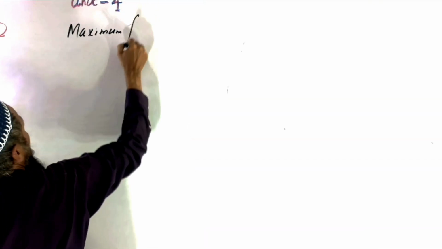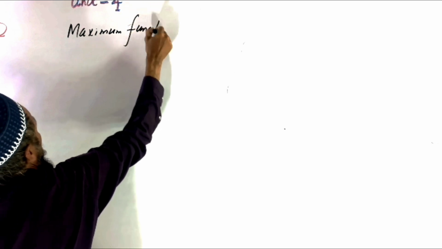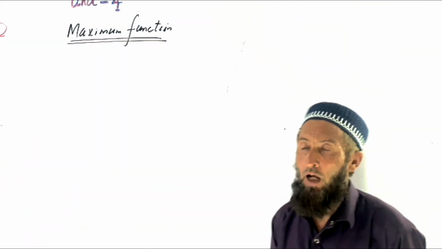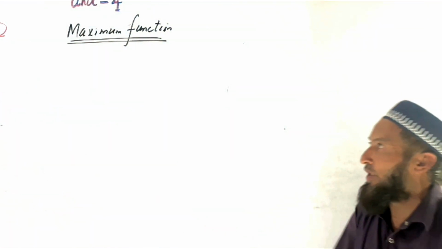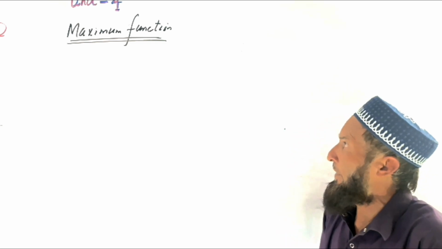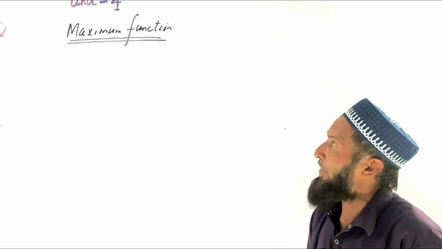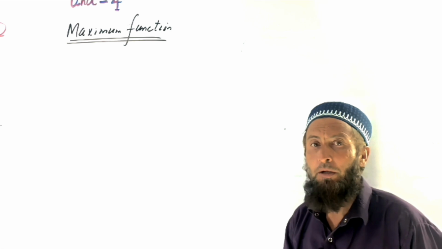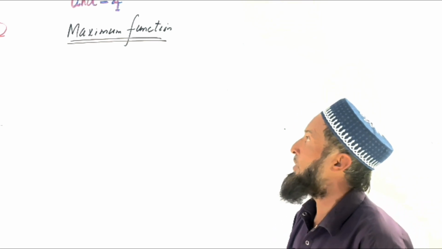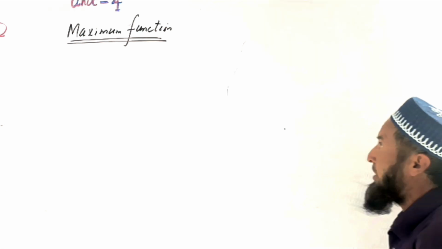Maximum function. There are two conditions we are applying. In the maximum function, the first derivative must be equal to 0, and the second condition, if the double derivative, double dash, is less than 0, in this situation we call it a maximum function.